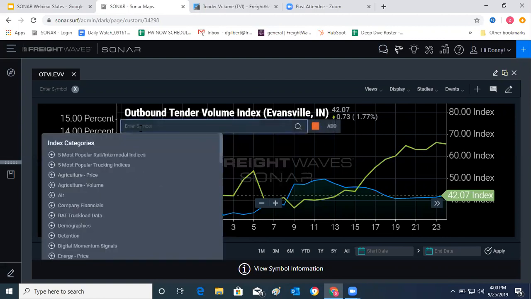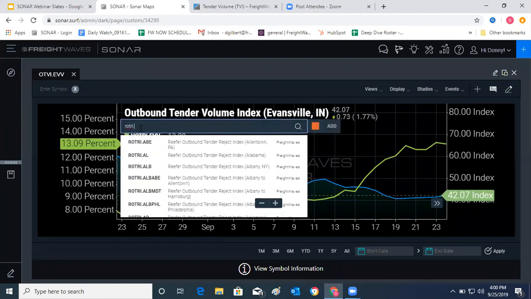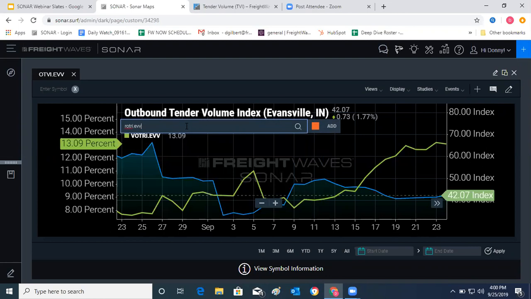Oh, I've got to type it in, right? ROTRI. All right, so there are a few markets across the U.S. that, if you pull up a ticker and it doesn't show up, reefer is one of the markets that we have about 15 or 20 markets that we actually don't have enough information on to publish. So in this market, we actually do not have reefer.